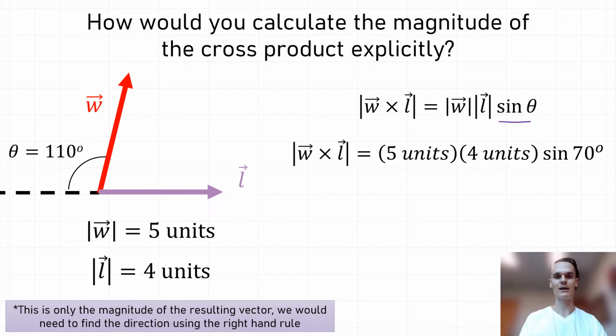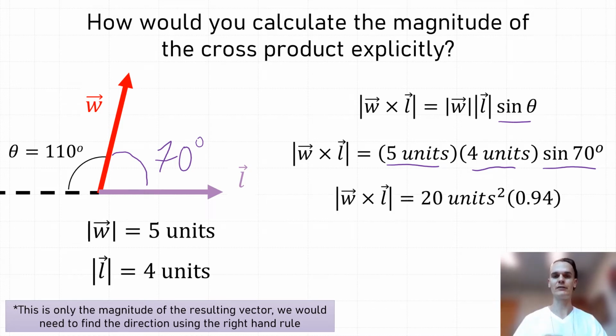So the magnitude of vector W is equal to 5 units multiplied by 4 units multiplied by sine of 70 degrees. So 70 degrees is this angle here. It's the smallest angle between vector W and vector L whenever they are placed tail to tail. If we simplify this, we see that 5 units multiplied by 4 units is 20 units squared, and sine of 70 degrees is equal to 0.94.